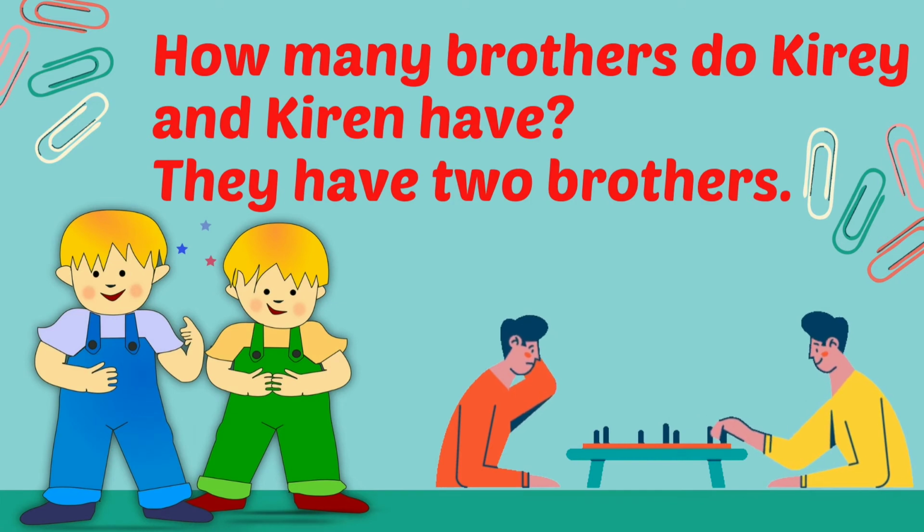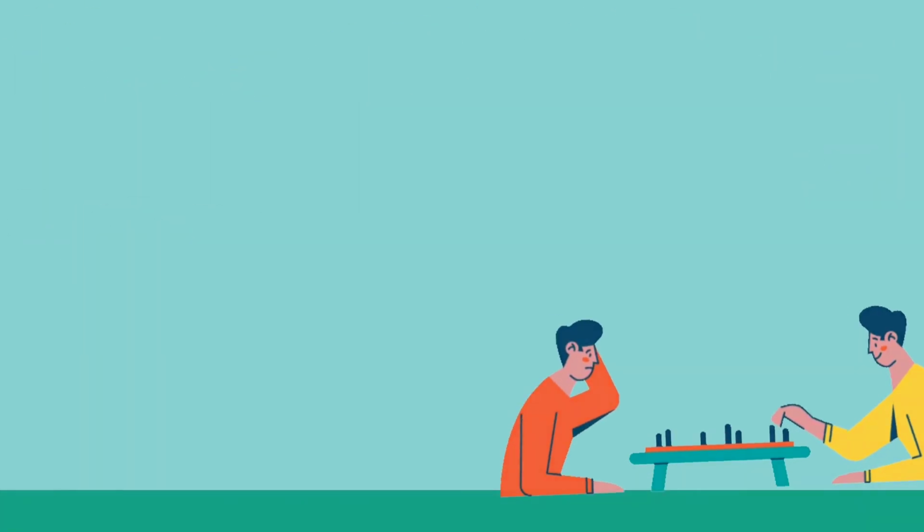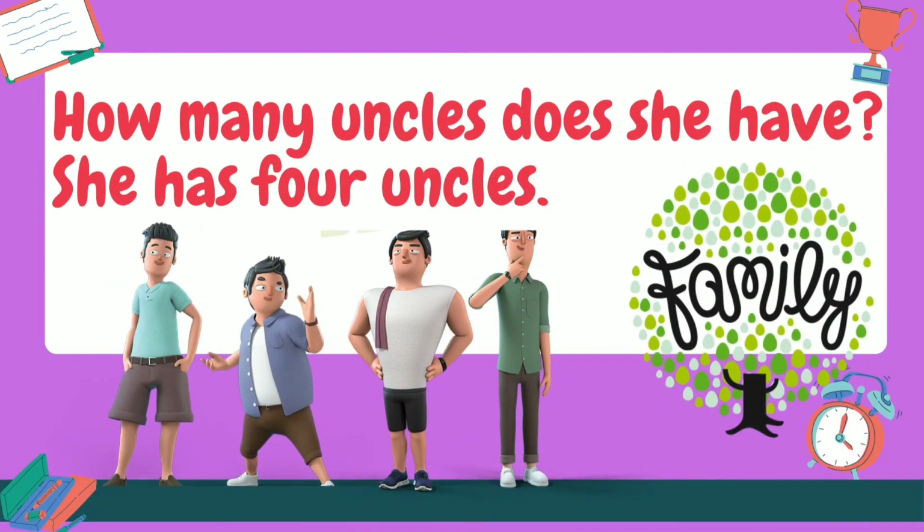Okay, and then the other example is how many brothers do Kire and Kiran have? In here, the subjects are two, Kire and Kiran. That's why we need to use do. But in the answer, we need to say they have 2 brothers. In here, they refers to Kire and Kiran. That's why we need to use have, because more than one.